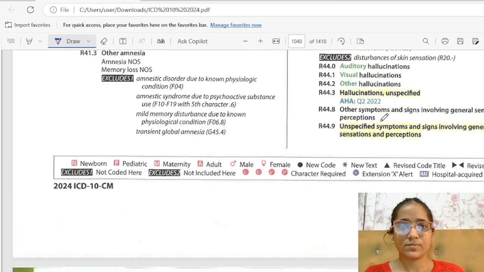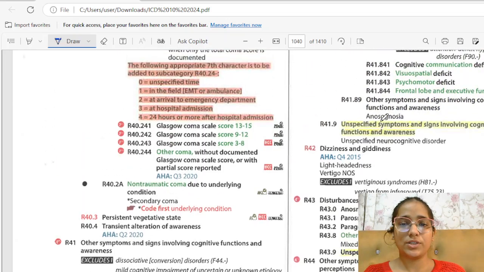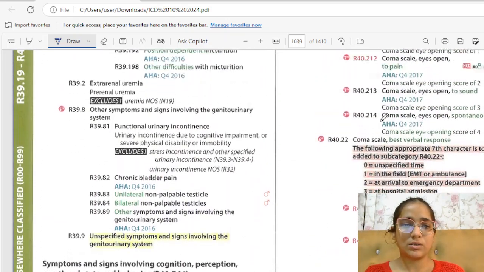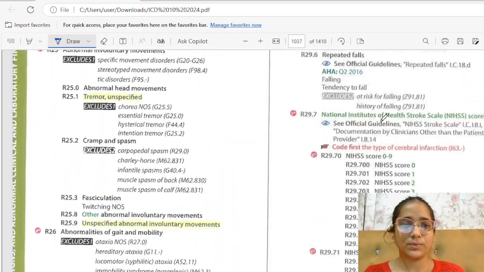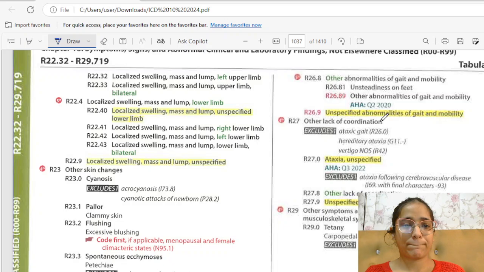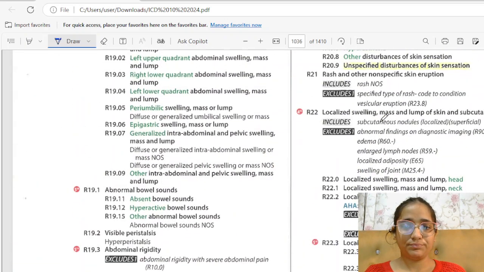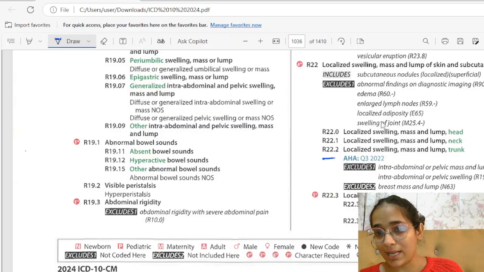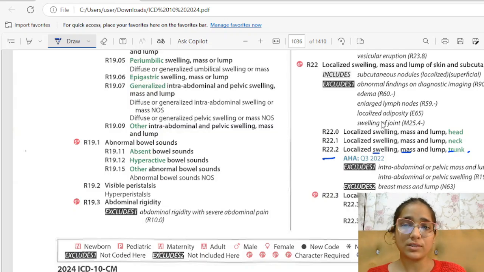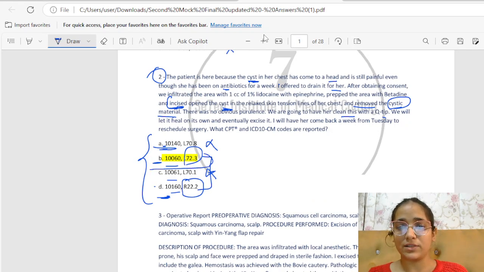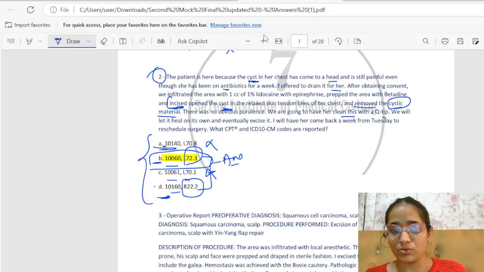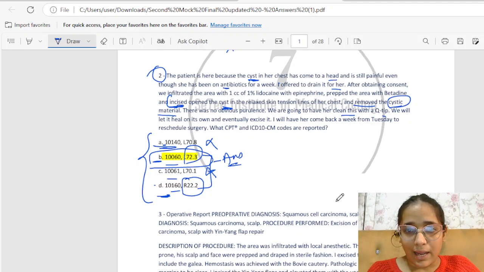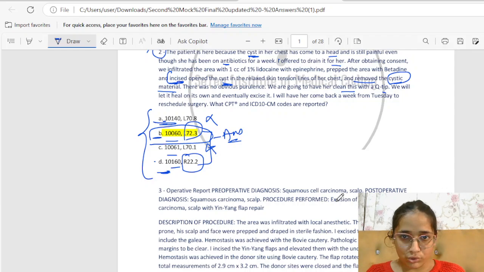R22.2. This is localized swelling, mass and lump in the trunk. So we clearly have documentation of cyst, so we have to rule out this code. Our answer should be L72.3. So the answer should be L72.3.